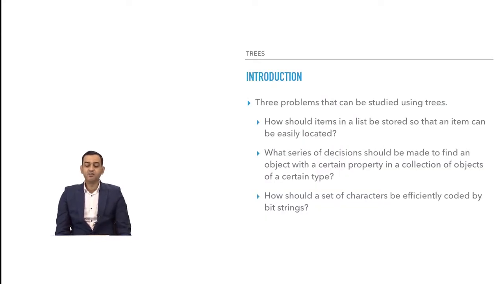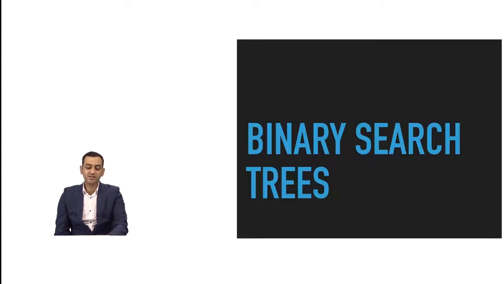But we will discuss the three problems that can be studied using trees. So the first problem is, how should items in a list be sorted so that an item can be easily located? The second problem is, what series of decisions should be made to find an object with a certain property in a collection of objects of a certain type? The third problem is, how should a set of characters be efficiently coded by bit strings? So first, let us start by discussing binary search trees.